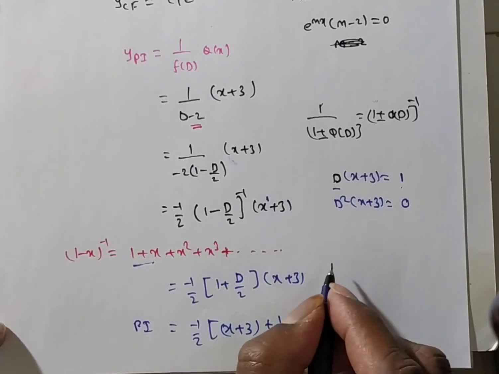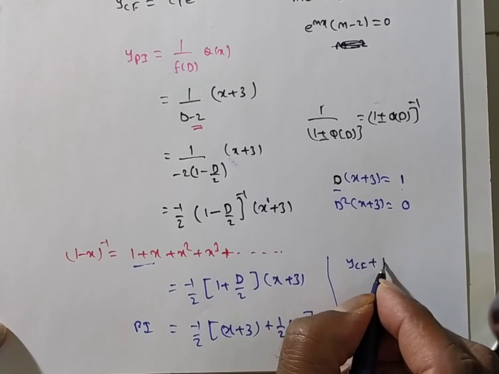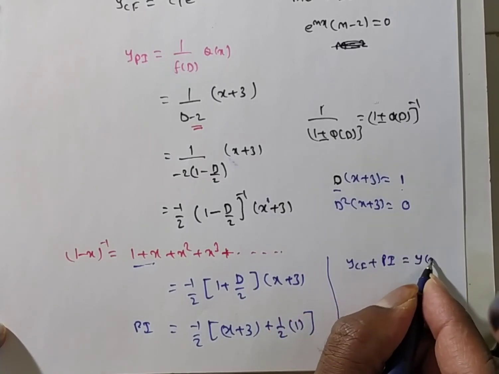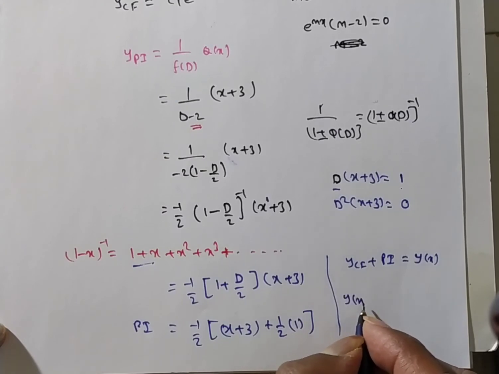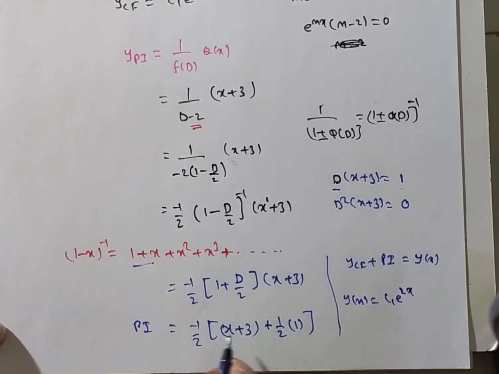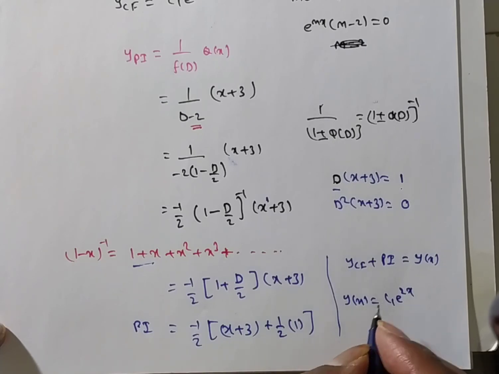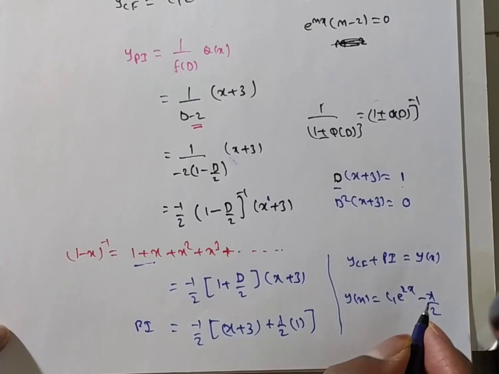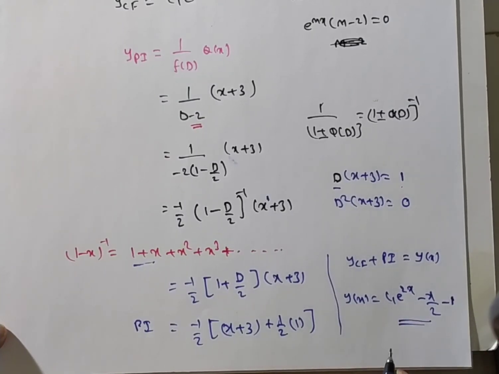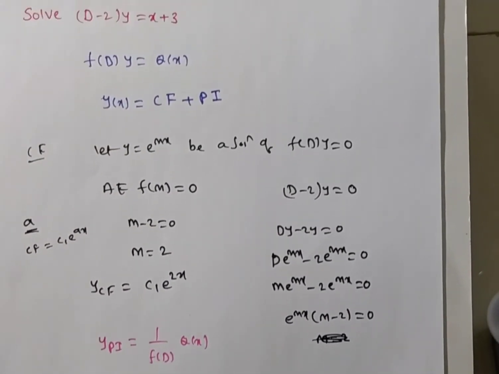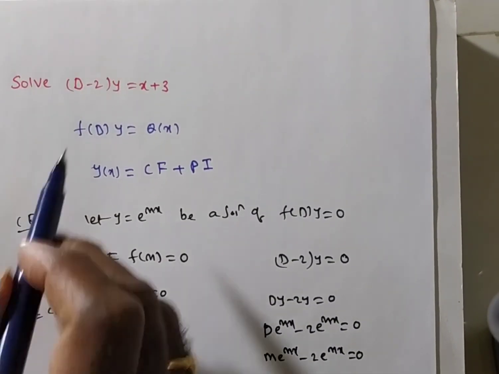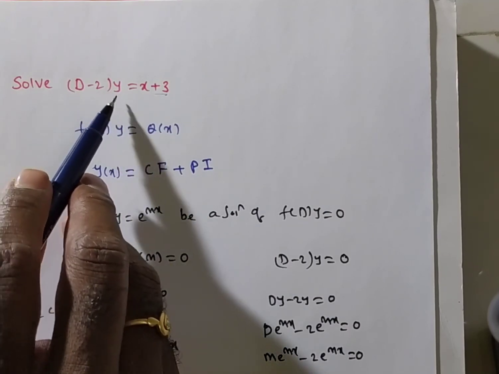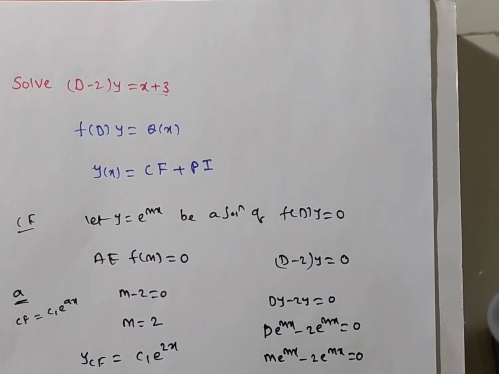Now the general solution is the complementary function plus the particular integral. Yes or no? This is y(x). Hence y(x) = c1 e^(2x) plus the particular integral. Now multiply inside; of course you can simplify this. Then I will have -x/2, and -3/2 + 1/2 is nothing but -2/2, nothing but -1. That's it. So this is the final solution for (D - 2)y = x + 3. Thank you for watching this video.